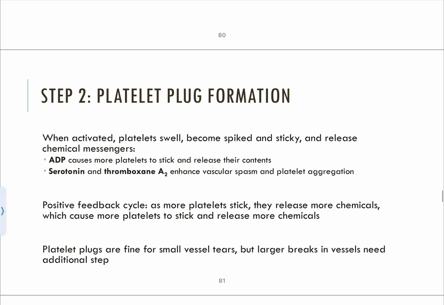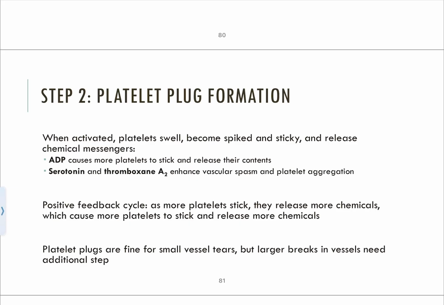Once those platelets are activated, they start to enlarge. So they'll swell a little bit, they'll start forming these spike-like processes, and they become even stickier than they were to begin with. Also, activation causes them to release additional chemical messengers, things like ADP. And ADP release is going to cause more platelets to come stick to the area and release their contents. The activated platelets can also release serotonin and thromboxane A2, which is really just a chemical messenger to help enhance the vascular spasm process as well as platelet aggregation.